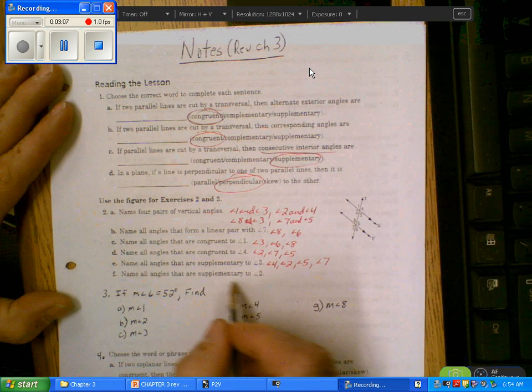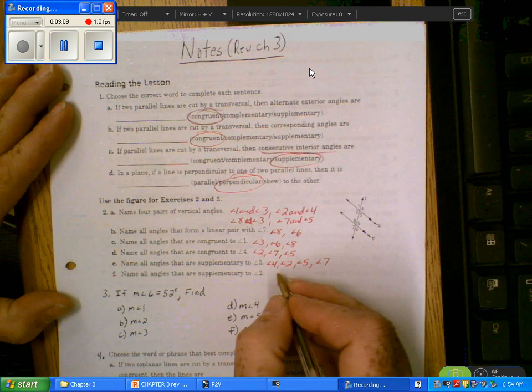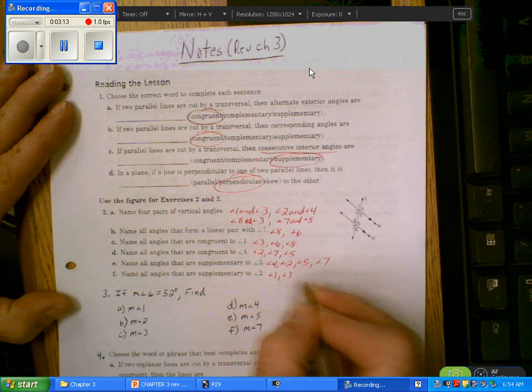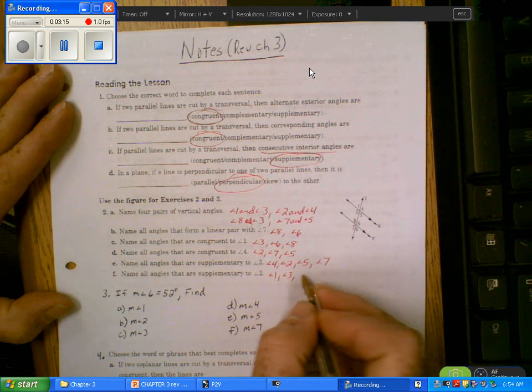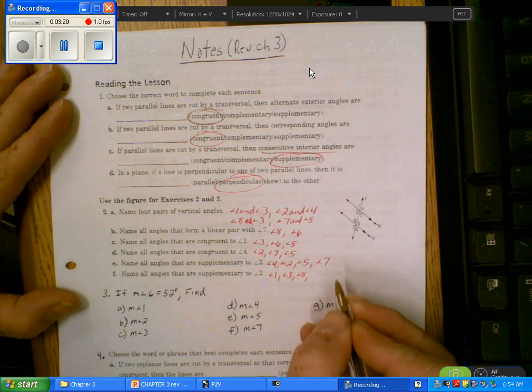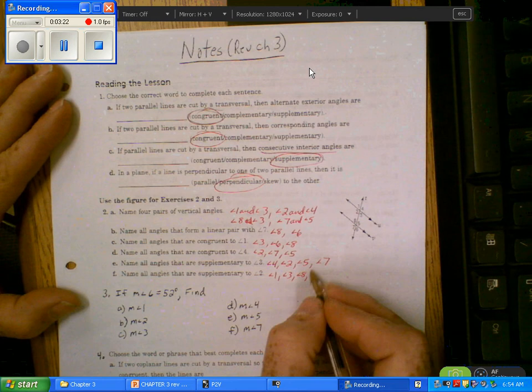Name all angles that are supplementary to angle 2. Angle 1 is. Angle 3 is. Remember, supplementary means add up to 180. Angle 8, because they're consecutive interior angles. And then also angle 6.